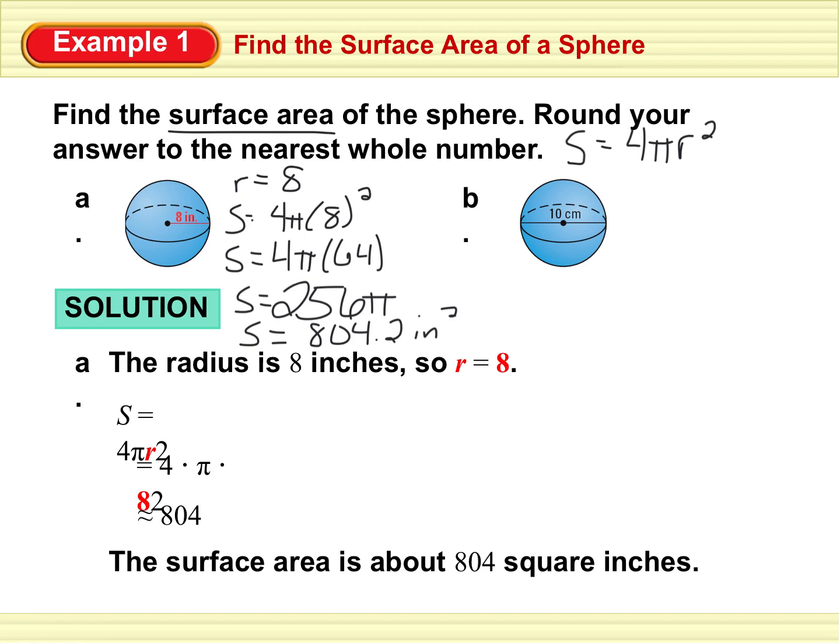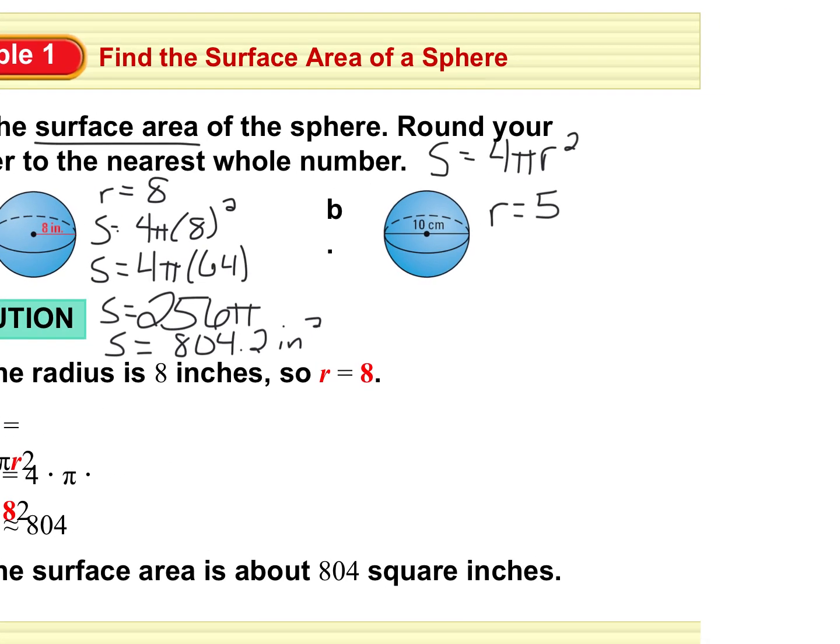Good. Okay, how does B change things? Right, because it gave us the whole diameter. We want the radius. So how do I find the radius from the diameter? Divide by 2, we get 5. We have everything? You should be saying yes. So we have 4 pi times 5 squared. Again, what do you need to do first? Squared, which we get 25.